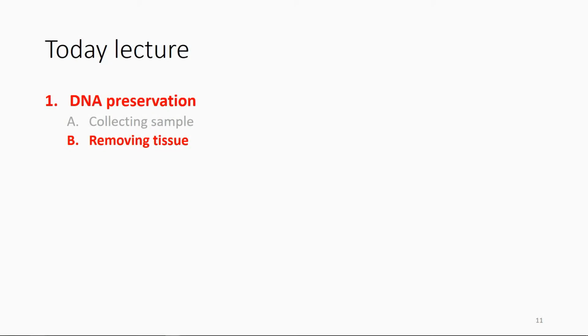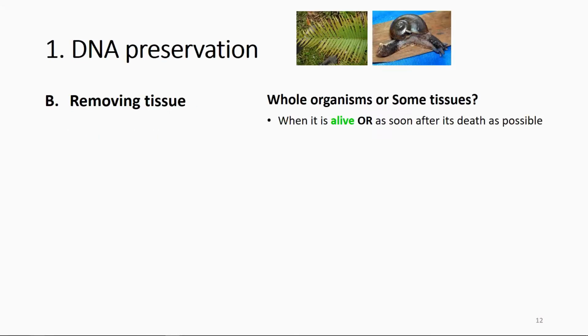So after you collect the sample, for example, if you use the direct sampling method, then you have to get the animal and remove only part of the tissue, because you don't really need the whole animal. You might need only some of the tissue, so you can collect the tissue while the animal is alive, or after it's dead as soon as possible. Because after the animal dies, the DNA of the tissue will degrade very fast.